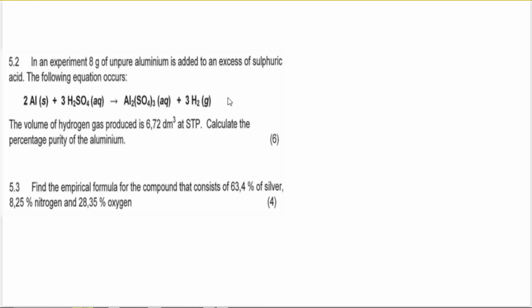The only values we have are the 8 grams and the 6,72. We know for a fact we cannot use the 8 grams, so they're basically forcing us to use the 6,72 cubic decimeters volume. What we can attach to that is STP. I came back and checked, and the value is in fact 22,4. Remember, I was unsure, but it is actually 22,4.